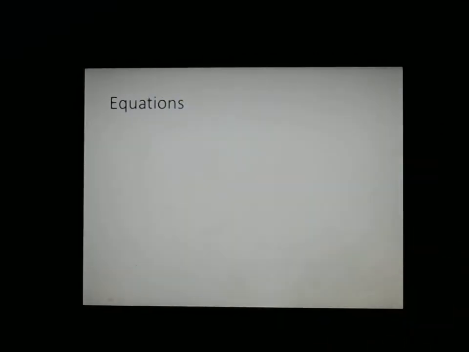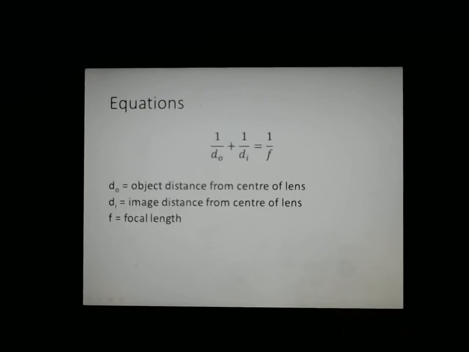Now, this last section on equations, it is outside the scope of the syllabus. Feel free to skip it with no issue. I'm just providing this as a way of checking your work, because the math is not hard. I don't understand why this was not included. So there's a formula that describes the relationship between object distance, image distance, and focal length. It's called the lens formula. Okay, it's pretty straightforward. Just adding the inverses equals the inverse of the focal length.